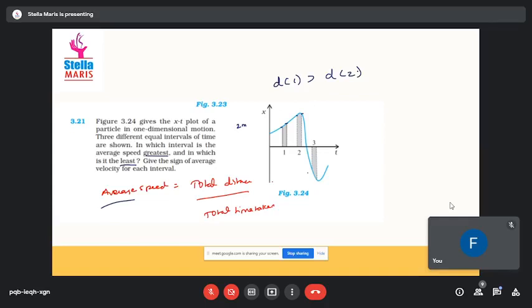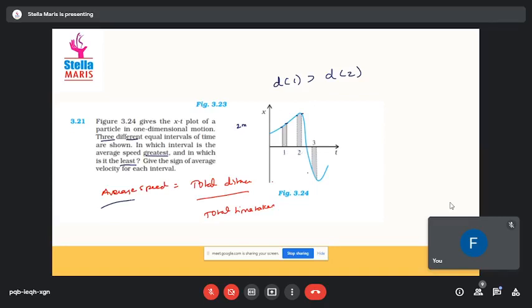Yes, sir. Okay. And the question says that there are 3 different equal intervals of time. So this interval of time is equal. Let's say it is 2 seconds. It is also 2 seconds, and here is also 2 seconds. You understand? So they are equal intervals of time.